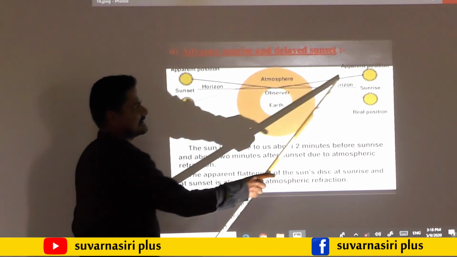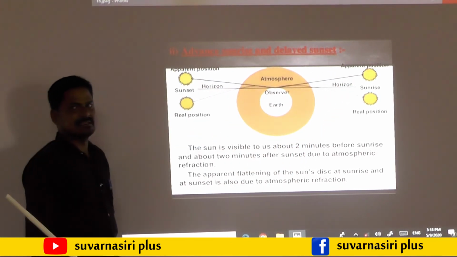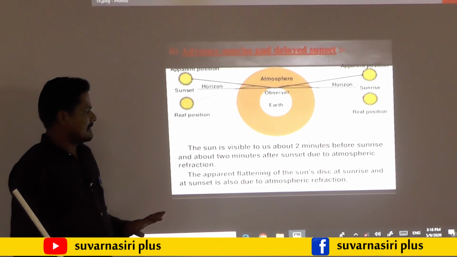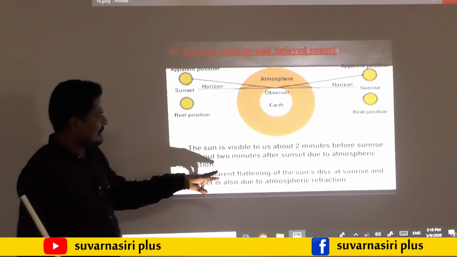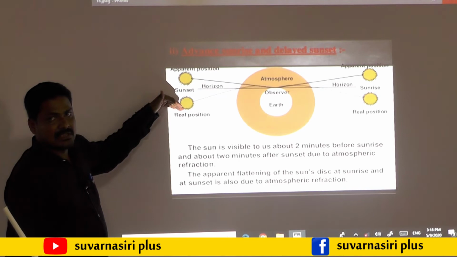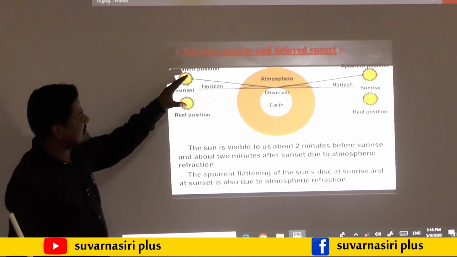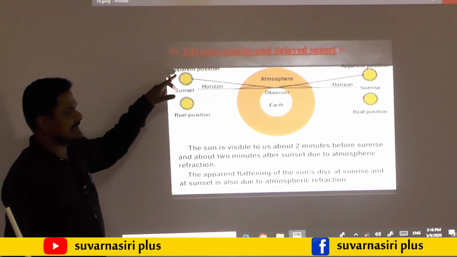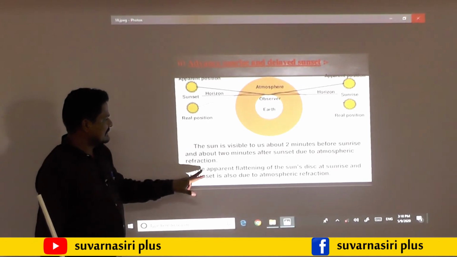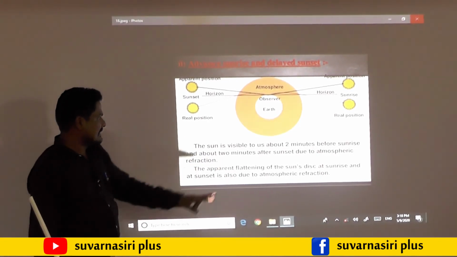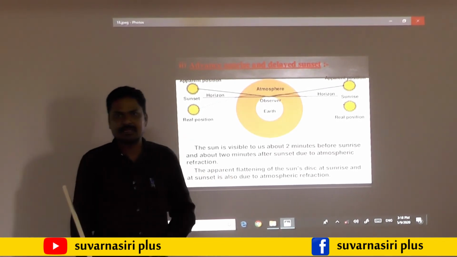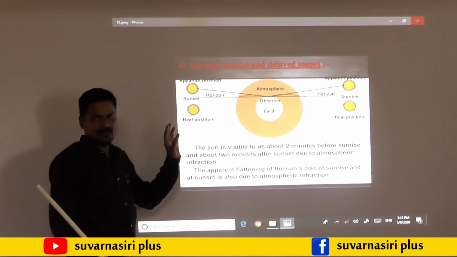So if we extend, the apparent position of the sun is here, because of which we see the sunrise only 2 minutes before. So the same thing will happen at sunset also. If the sun sets, here also the light enters the atmosphere, and the observer can see the sun here because of atmospheric refraction. The apparent flattening of the sun's disc at sunrise and sunset is also due to atmospheric refraction. So we have to keep these points in mind.